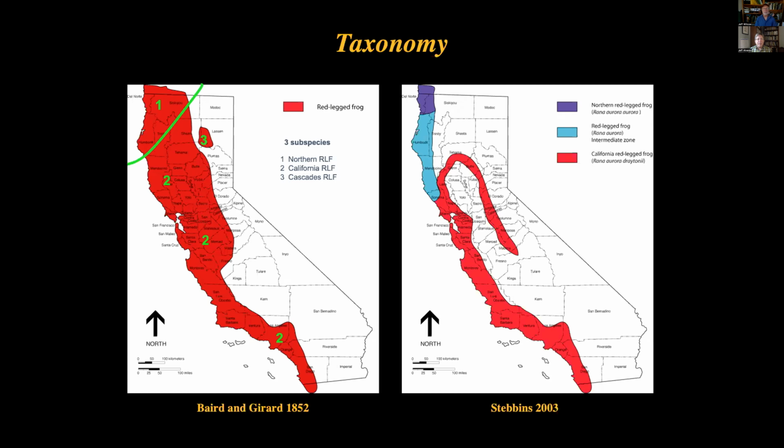He looked a lot more closely at the range of the species. Not that it was being reduced, but he found that they don't range as far as Baird and Girard thought. In fact, it turned out to be more species in there. So Stebbins refined this down to two subspecies, but with an intergrade zone in the blue. So now we're on the right map. In the purple, northern red-legged frog; the blue, a big intergrade zone between northern red-legged frog and California red-legged frog; and then the red is all California red-legged frog.